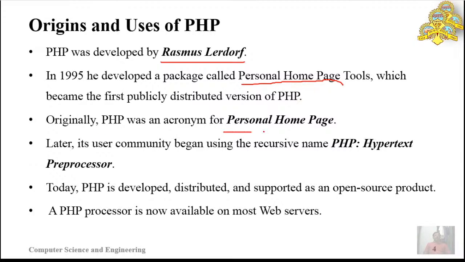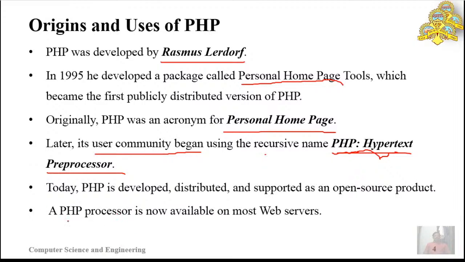Initially, it was called Personal Home Pages, but later its user community grew, that means the popularity of his personal project increased, and they started to contribute to the development of the project by giving their software code. So they renamed it using a recursive acronym, that is PHP: Hypertext Preprocessor. Today PHP is developed, distributed and supported as an open source product by the organization PHP Foundation.